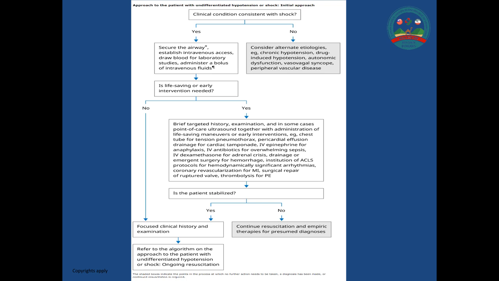Then decide whether any life-saving or early intervention is needed, such as chest tube placement for tension pneumothorax, pericardial drainage for tamponade, epinephrine for anaphylaxis, antibiotics for severe sepsis, or emergency treatment for hemorrhage or major arrhythmias. If the patient stabilizes, proceed with a focused history and examination. If the patient does not stabilize, continue resuscitation and begin empiric therapies based on the most likely causes.